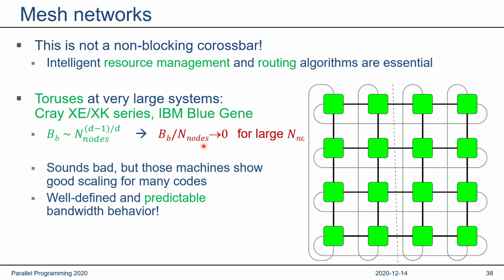However, those machines often show good scaling for many codes, because many codes in scientific computing have more or less local communication properties, meaning that one process only communicates with a limited set of other processes, which could then be placed nearby in the torus network to have less impact on the global communication overhead. Another advantage of these networks is the well-defined and predictable bandwidth behavior. Together with intelligent resource management, you might get away with a more or less cost-effective network and still get good performance for many applications. This is why toruses and similar networks are quite popular.